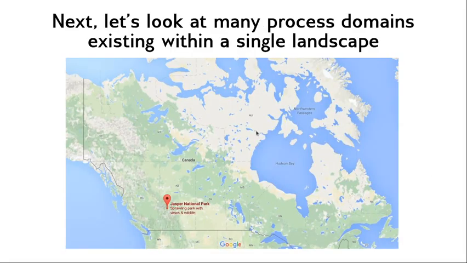Next, and in fact this is the last thing that we're going to do, I'm going to take you through a little tour of many process domains that are existing within a single landscape. And we're going to hop over to Jasper National Park, where just a year before this recording or so, I helped my friend Billy Armstrong, a professor at Appalachian State University, so in Western North Carolina, do some of his research on the Athabasca Glacier.